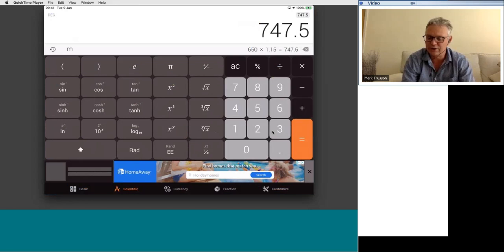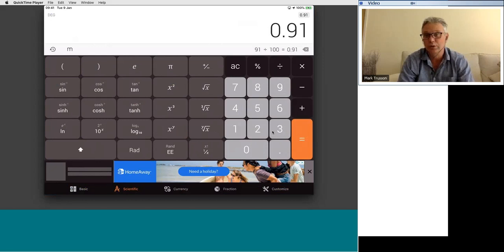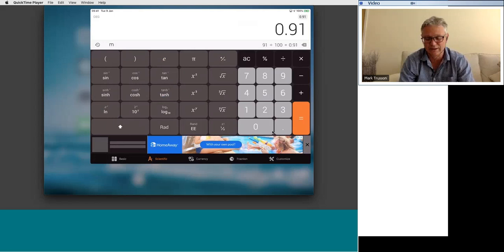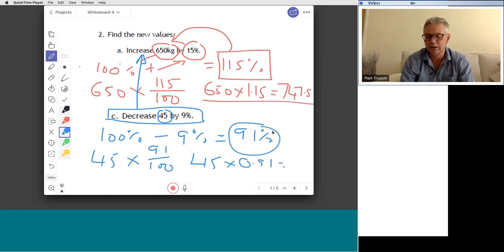Now as you become more proficient with these, you won't need to do this calculation. You'll just be able to do that part of it in your head very easily. Okay, so we've got 45 times 0.91. So now we just do one calculation. Here we go. 45 times 0.91. And we get 40.95, and that's our answer. Okay, simple, isn't it?